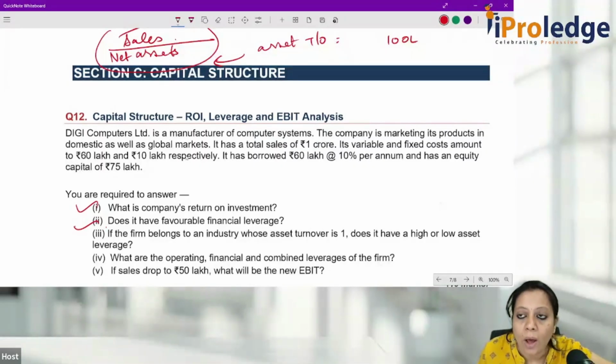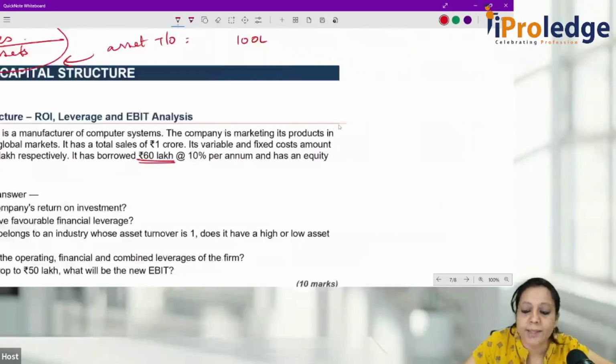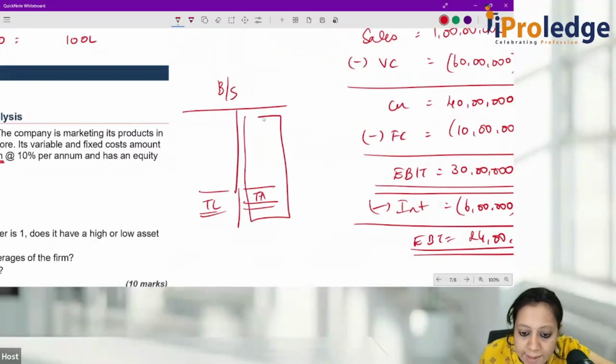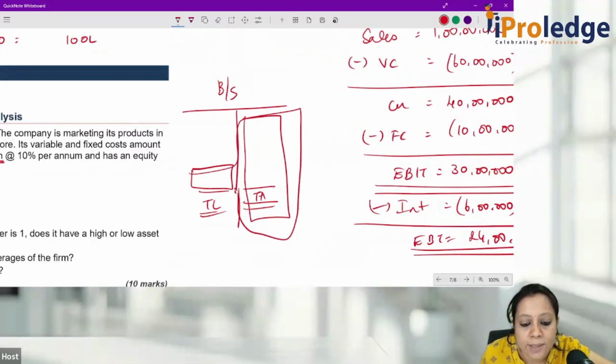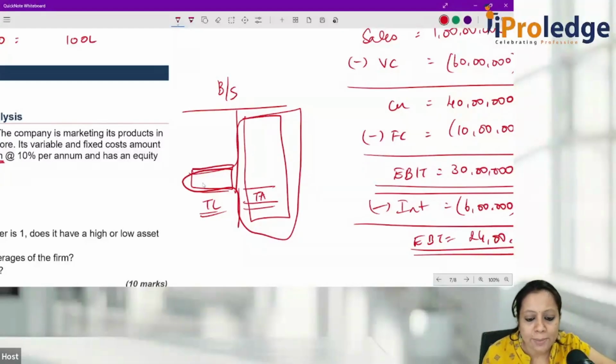Net assets, we already did. Remember everyone, that is 60 lakhs plus 75 lakhs. Net assets means what? In a balance sheet, we will have total assets and total liabilities, which will be the same. Net assets means all the assets minus outside liabilities, and that is what will be left for the owners. Outside liabilities means creditors, bills payable, etc. So total assets minus outside liabilities means capital employed.